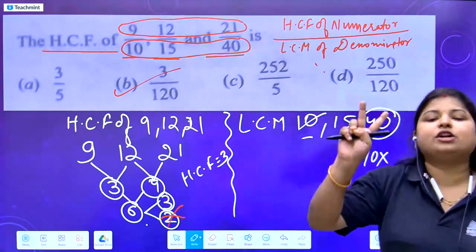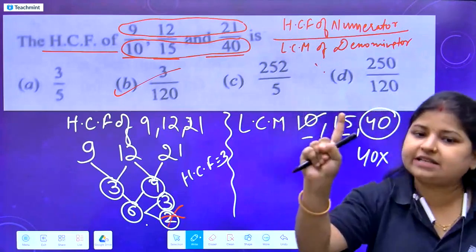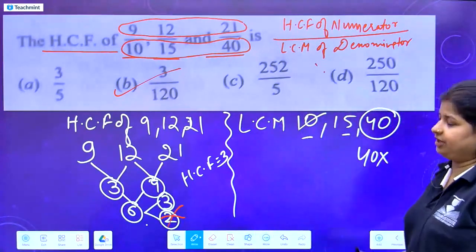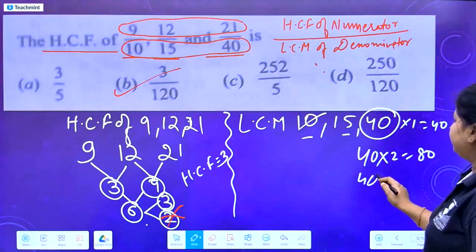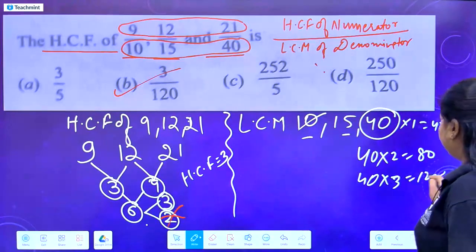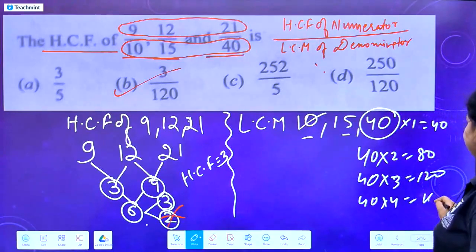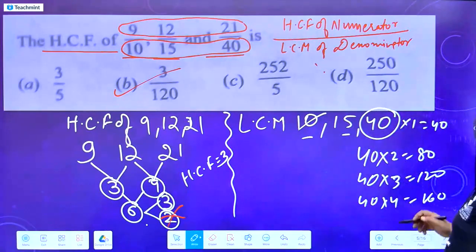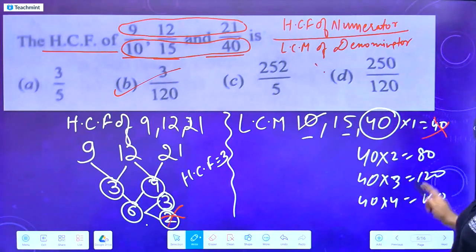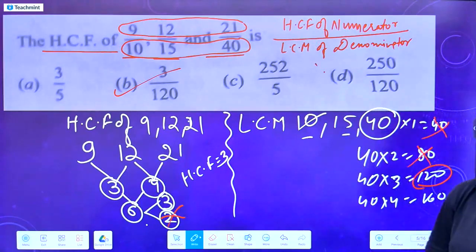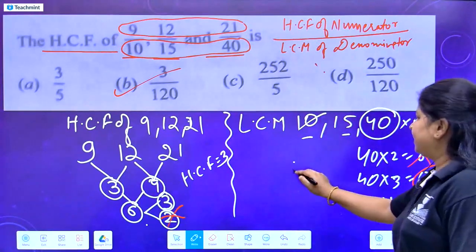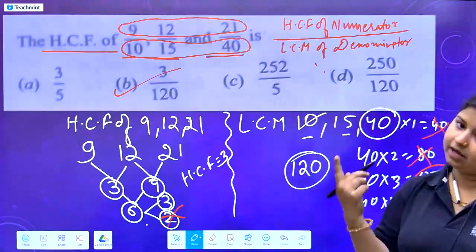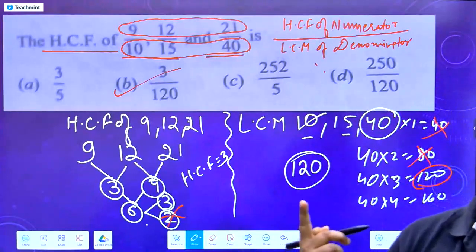Now I have to multiply such a number in 40 that it becomes divisible by 15. You can do it in two ways. First way, you can write the table of 40: 40 into 1 is 40, 40 into 2 is 80, 40 into 3 is 120, 40 into 4 is 160 and so on. Now you can check: 40 is not divisible by 15, 80 is not divisible by 15. Is this 120 divisible by 15? Yes, ma'am. So 120 will be my LCM.